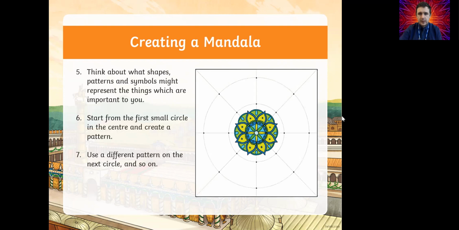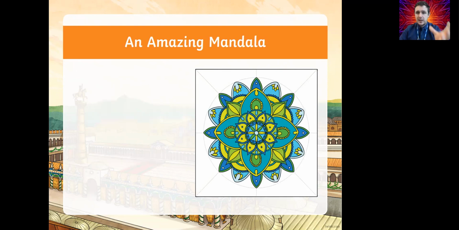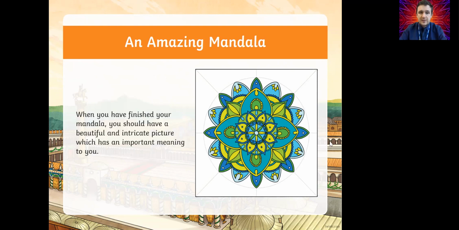What you can do then is think about how you're going to develop it out, how you can use those circles as a bit of a guide. The circles are faint because they aren't the main thing. It's how you're going to use those circles to develop your design. Start from the first small circle, create a pattern, and then on the one outside create a slightly different pattern, slightly different petals, as it were, on that flower. Keep it going out. The same colours on the inside are the same colours on the outside, just with a different arrangement. When you're finished, you should have a beautiful and intricate picture, which has an important meaning to you.